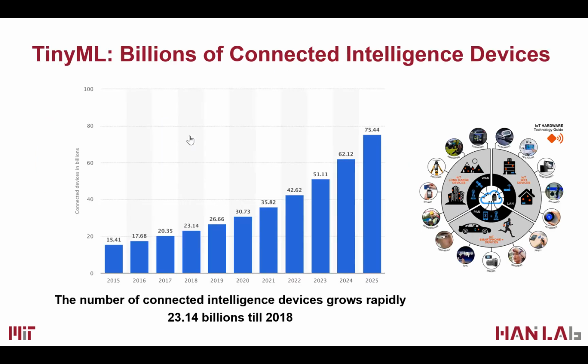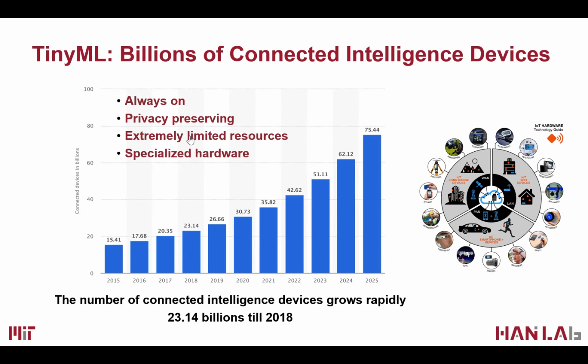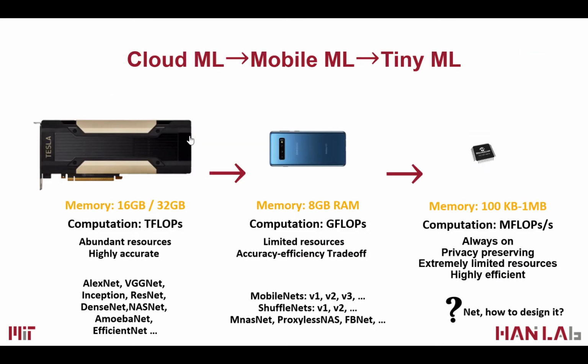This is the trend of intelligent devices across recent years. Till 2018, there have been 23 billion devices around us, almost covering everywhere in our life. These IoT devices require always-on, privacy-preserving operation, running on extremely limited resources on specialized hardware. Currently, the number of these IoT devices is already orders of magnitude larger than mobile devices, and this gap will continue increasing over the years. So, will this be the next trend? If so, how should we design for this?